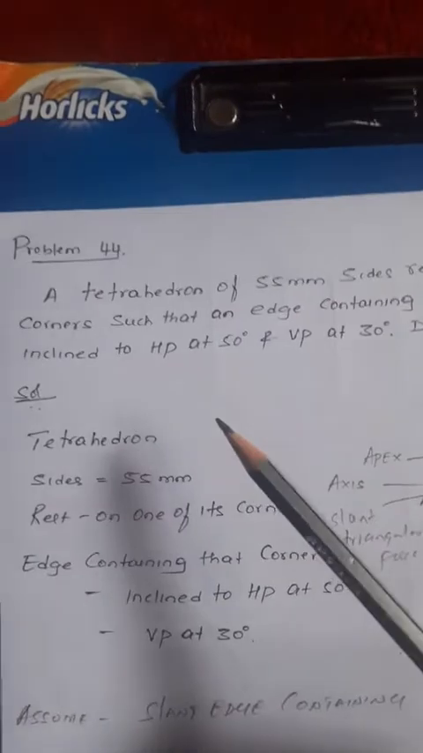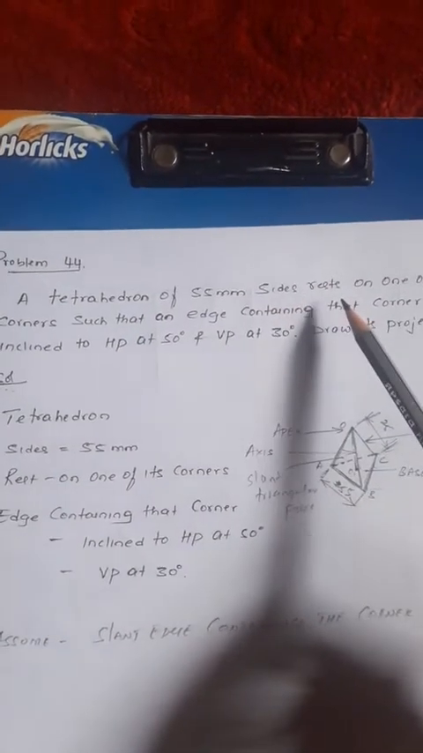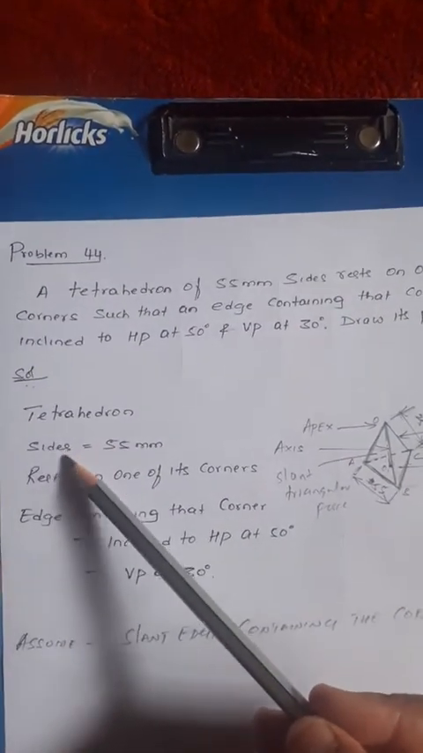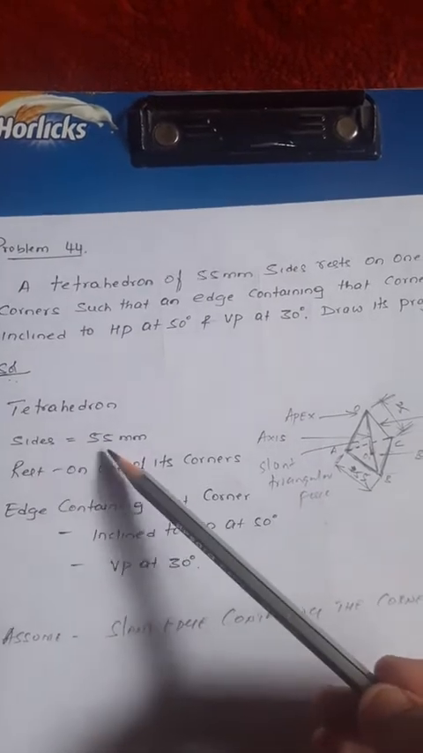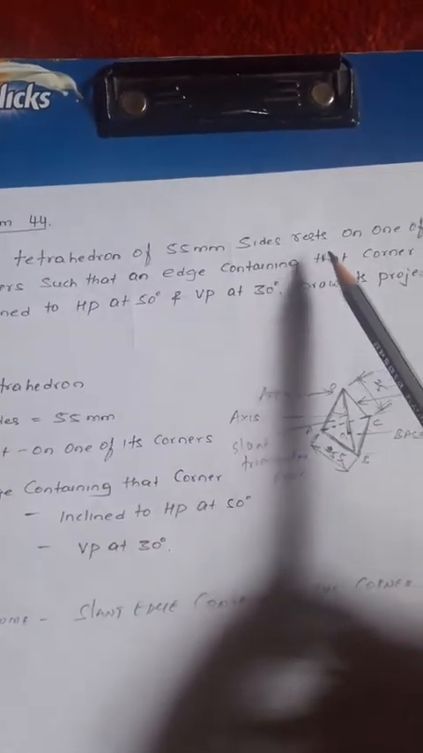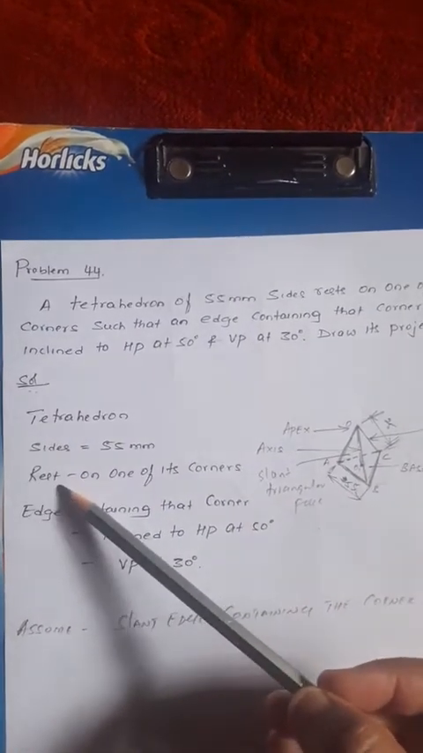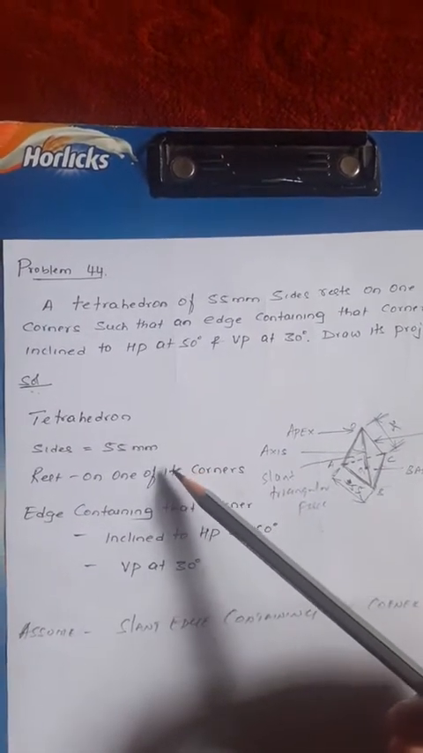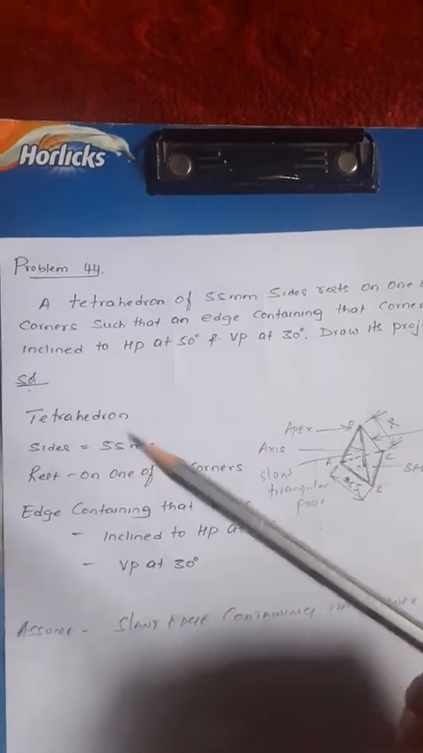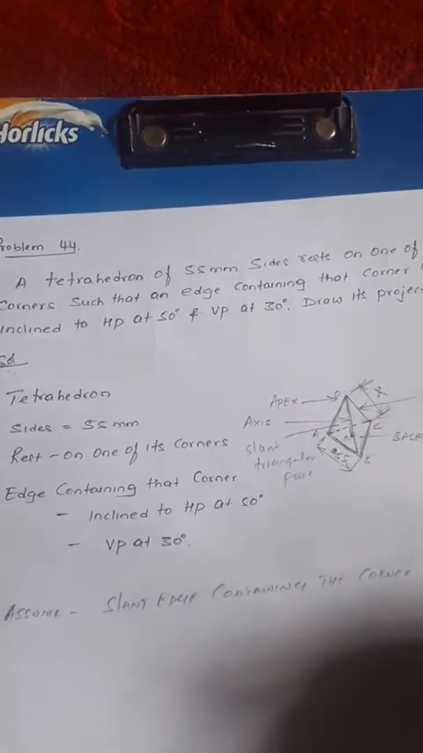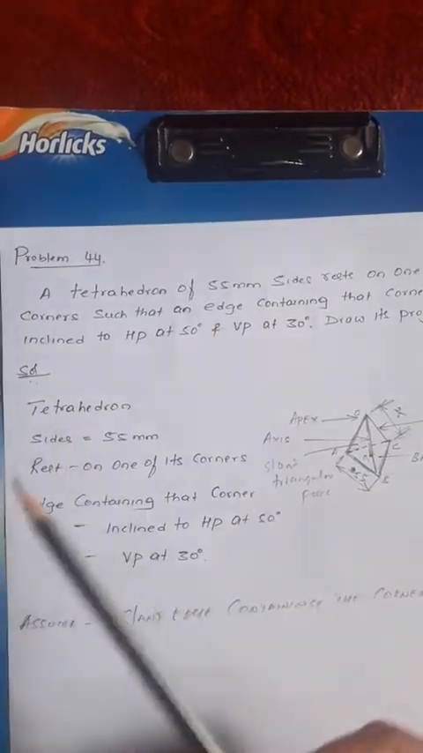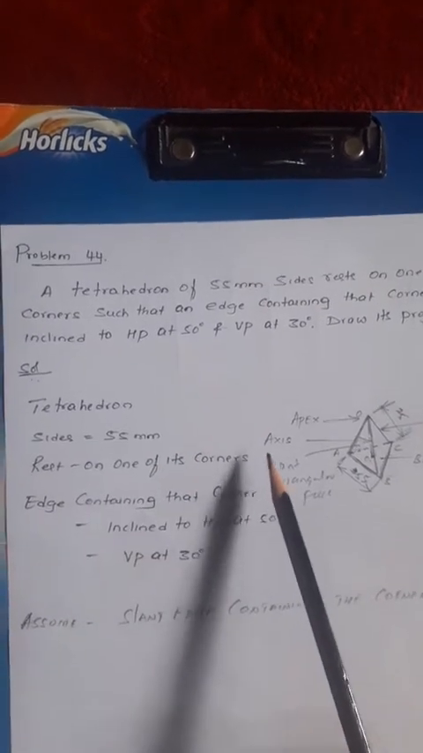Now see the tetrahedron, 55 mm sides. What are the base sides? All the sides are equal in length, that is 55 mm. Rest on one of its corners. What is the resting condition? It is not given either on HP or VP, so we assume it rests on HP only.